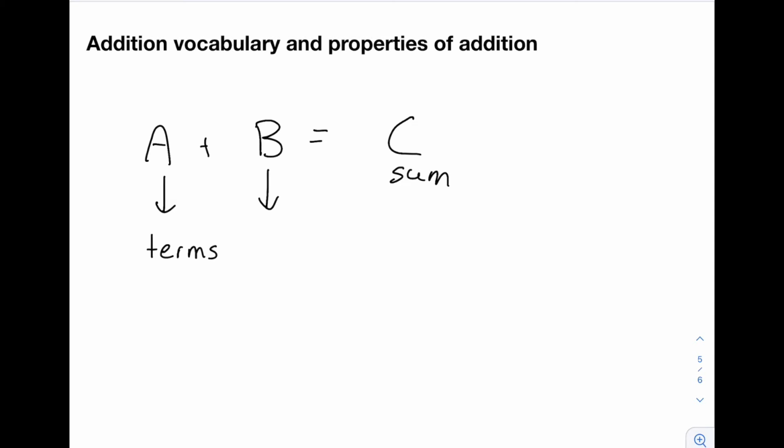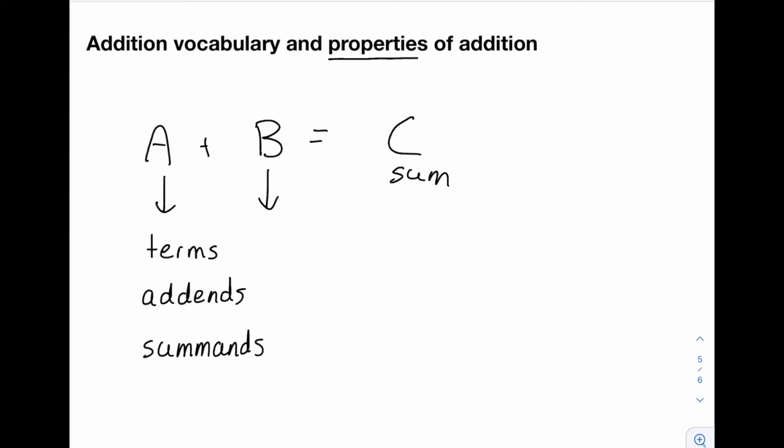In this video, we'll be introducing addition vocabulary and talking about properties of addition. When we add two numbers, we call the answer the sum. The two numbers that we added together we refer to as terms, or sometimes we might refer to them as addends or summands.